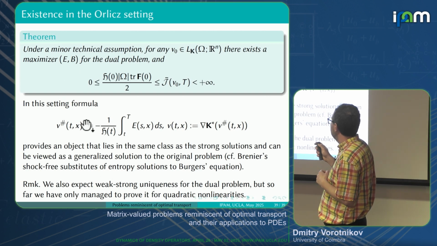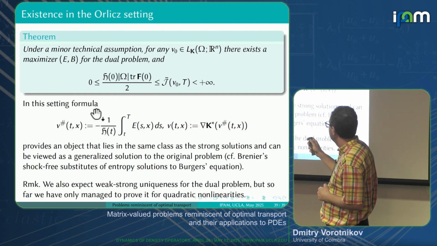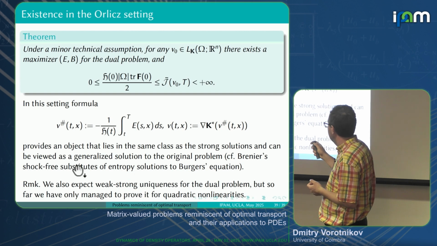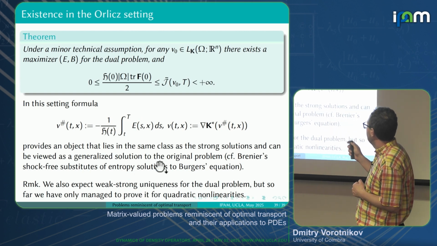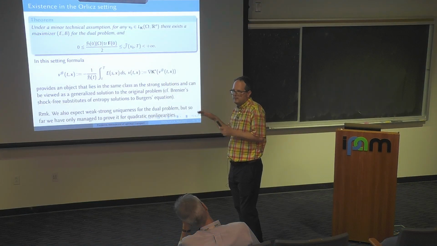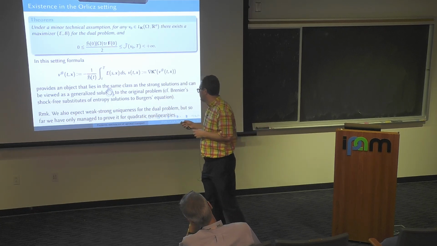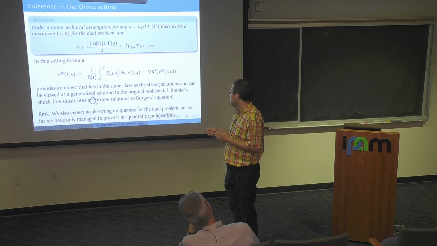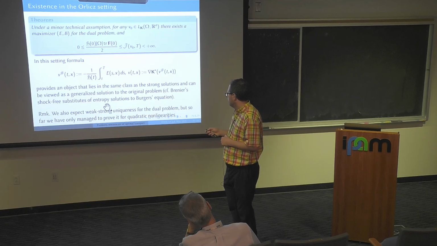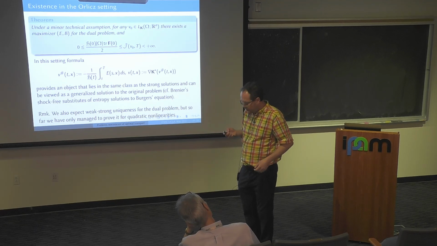But for example, what Brenier does for Burgers is that you do this formula. Well, in his case, it's simpler because Burgers is simpler than this. So you do this formula, you get some object, and at least at the final moment, it agrees with the entropy solution. So it still has some link. And also, as already said, we also expect weak-strong uniqueness. For quadratic it was proved, but in the general case, it's probably more difficult. So essentially, that's it. Thank you.